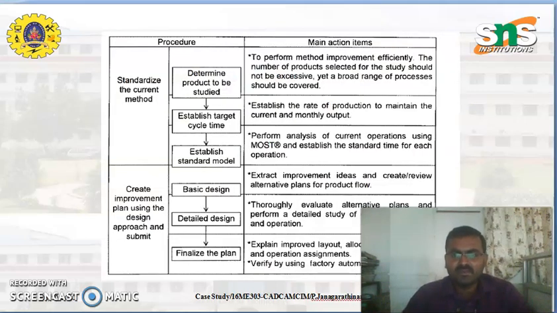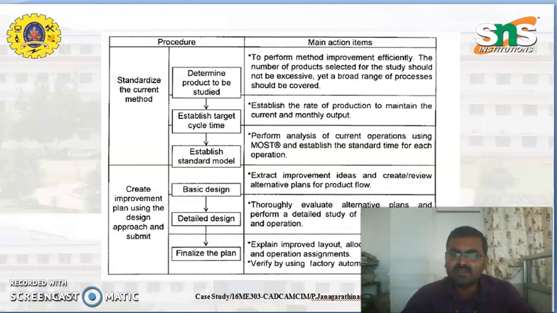Then these are some of the master plan design areas. First, we have to determine the product. What are the products available in the market? First, determine the product to be studied and establish the target cycle time. The main aim of our project is to reduce the lead time or cycle time. Third, establish the standard model and basic design, detailed design, and finalize the plan. When we finalize that master plan, automatically we improve the productivity. At the same time we reduce the shifts of the labor working, so automatically we reduce the labor cost.